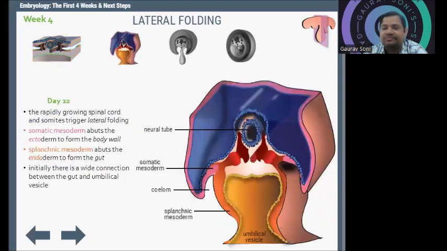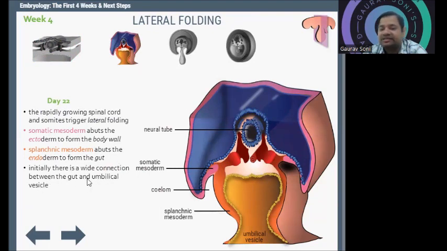Next, what is going to happen? The rapidly growing spinal cord and somites trigger the lateral folding. So due to the overgrowth in the size of the spinal cord and somites, the lateral folding starts. The somatic mesoderm adheres to the ectoderm to form the body wall. Now the ectoderm is going to do its basic function, that is, to form the body wall. The splanchnic mesoderm adheres to the endoderm to form the gut. Gut means the primitive gastrointestinal tract.